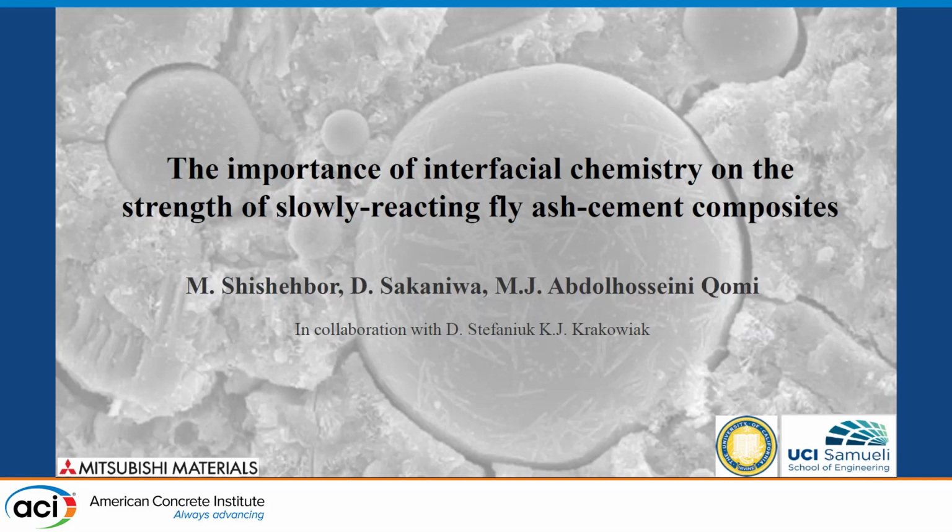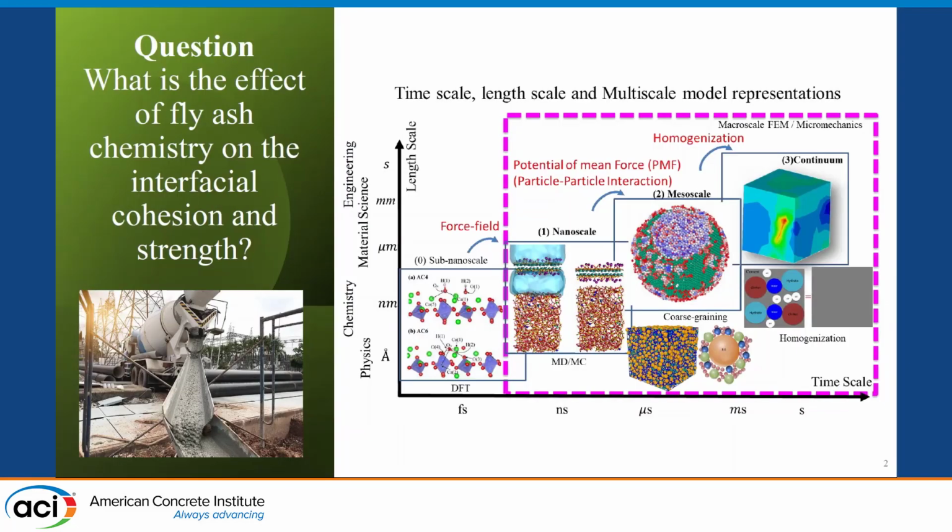So the basic question was, we are confronted with a problem of inferring the effect of the fly ash chemistry on the strength and stiffness of the interfaces and the strength of fly ash cement systems. So I will be talking about the importance of interfacial chemistry on the strength of slowly reacting fly ash cement composites. We are asking the question, what is the effect of the fly ash chemistry on the interfacial cohesion and strength in the cementitious composite?